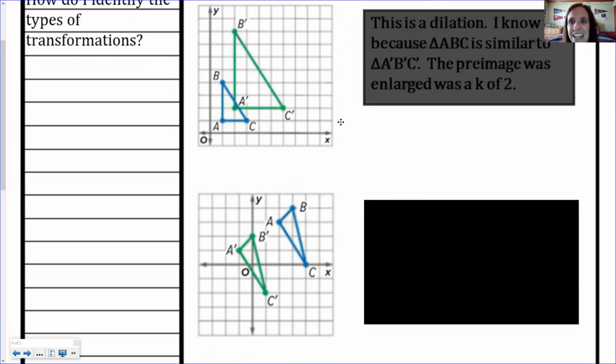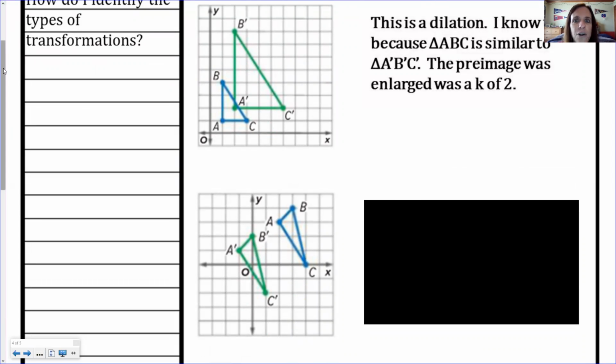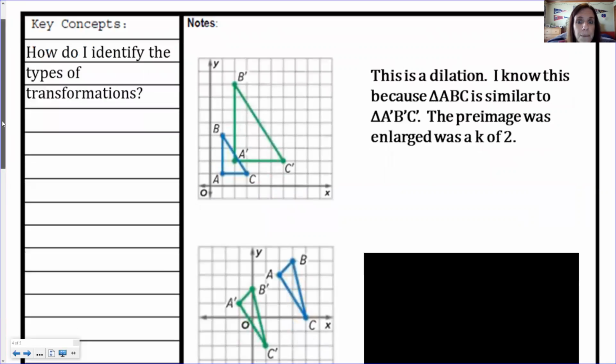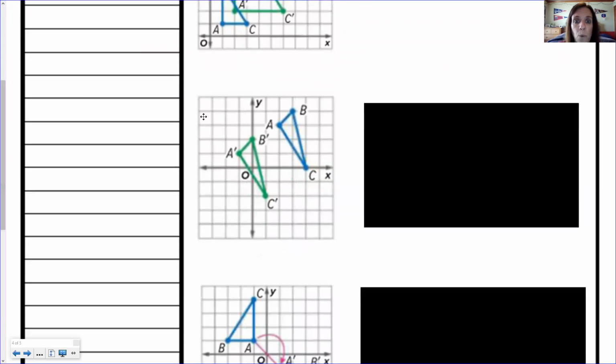You are correct. It's a dilation. I know this because triangle ABC is similar to triangle A prime, B prime, C prime. Same shape, but different size. The pre-image was enlarged by a K of 2. Remember, scale factor can also be called K. All right, second picture. What transformation do you think is happening here?